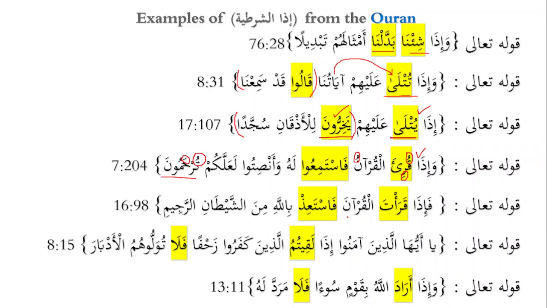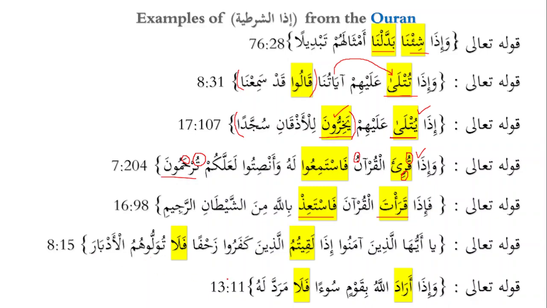All right. فإذا قرأت القرآن فاستعذ بالله من الشيطان الرجيم. قرأت is the past tense. It's فعل الشرط. فإذا قرأت القرآن فاستعذ بالله. استعذ, so this is also amr. فاستعذ بالله من الشيطان الرجيم. So when you recite the Quran, then seek refuge with Allah subhanahu wa ta'ala from the shaitan, the pelted one. Okay, so here qara'ta is the past tense, regular past tense. This is not majhul.